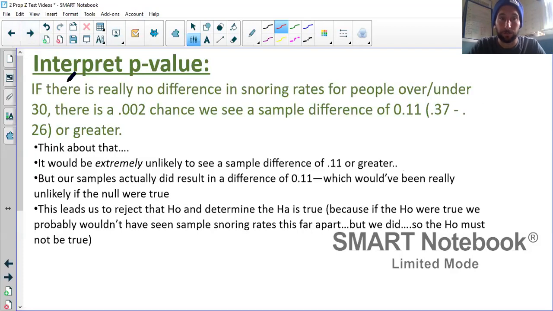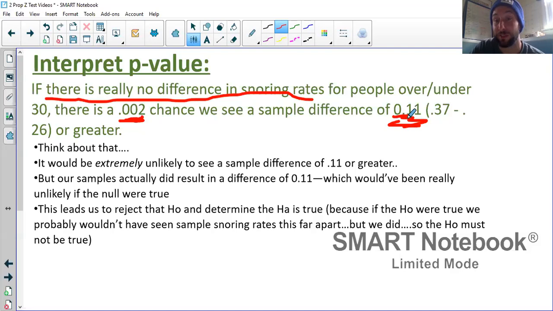So the p-value is, I like to start, right, we're always assuming the null is true. So the p-value is, if the null is true, if there's really no difference in snoring rates, there's an incredibly small chance that we would see a sample difference like we saw of 0.11 or larger. But think about that. If P1 and P2 are the same, if the snoring rates are the same, it would be really unlikely to see a sample difference this large or larger, right? We have 37 and 26%. That's where that's coming from.